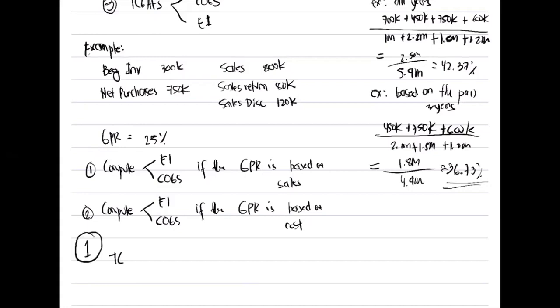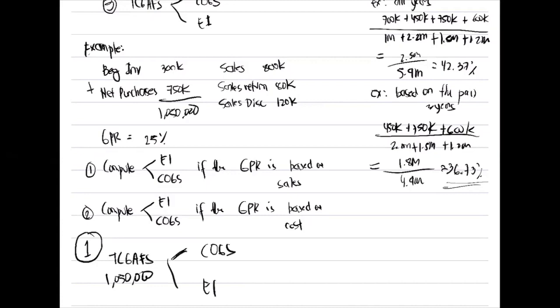So number one, total cost of goods available for sale. That is your beginning plus net purchases. So we have 1,050,000. And then we project it directly to your cost of goods sold and your ending inventory.